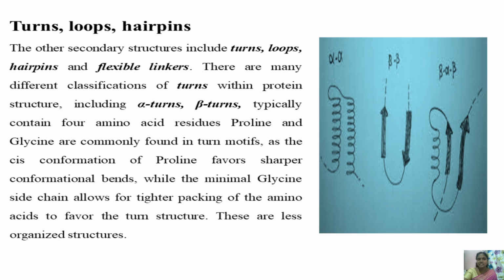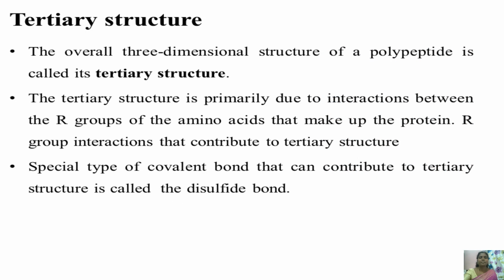Because of their small size, they are commonly found in turn motifs, as the cis configuration of proline favors sharper conformational bends, while the minimal side chain of glycine, that is the R group of glycine, is very small, and allows for tighter packing of amino acids to favor the turn structure. So these are the less organized structures. These linking regions occur when beta pleated sheets or alpha helices take turns. We call them turns, loops and hairpin structures. They are also considered secondary structure of proteins.